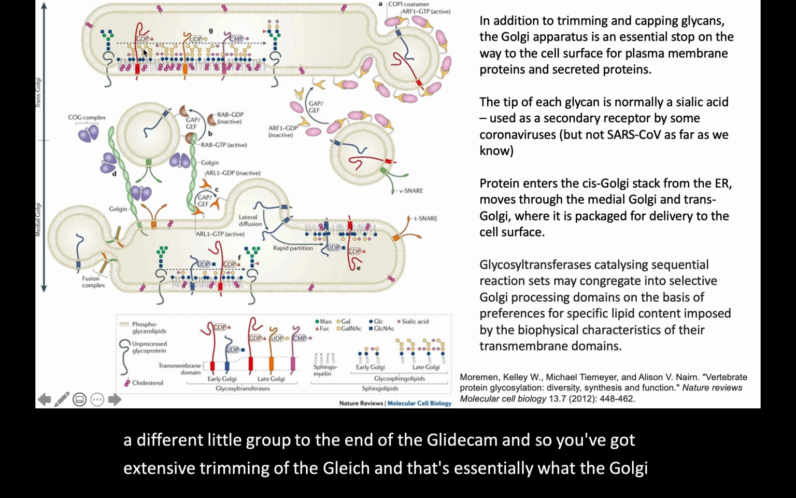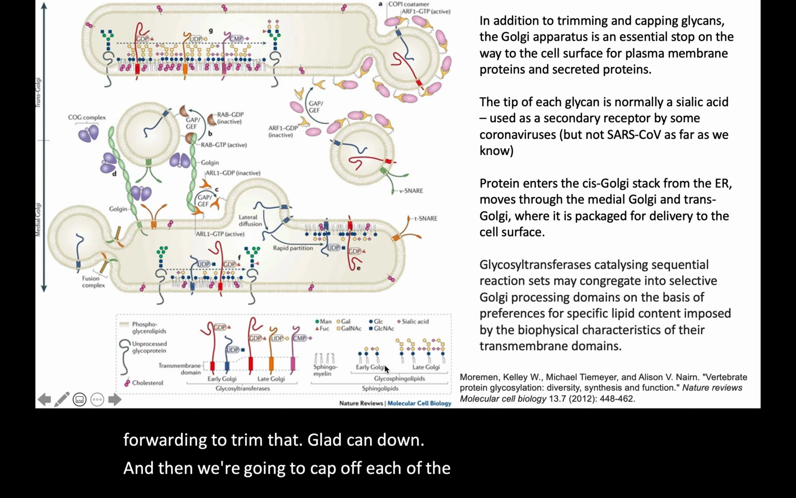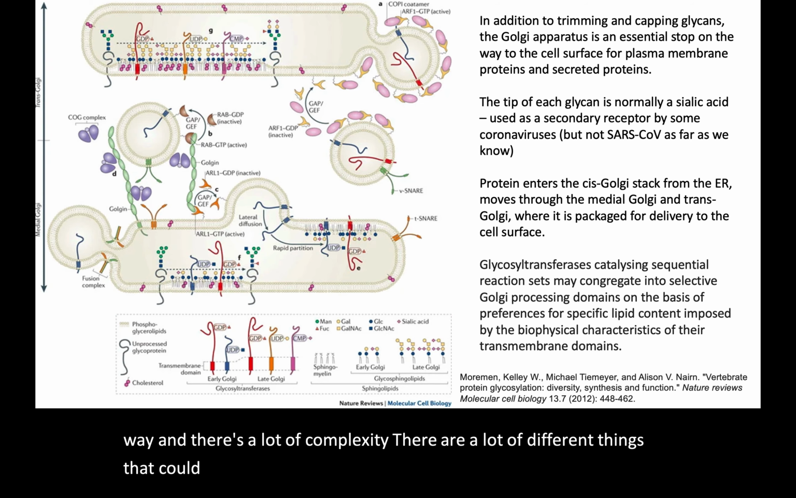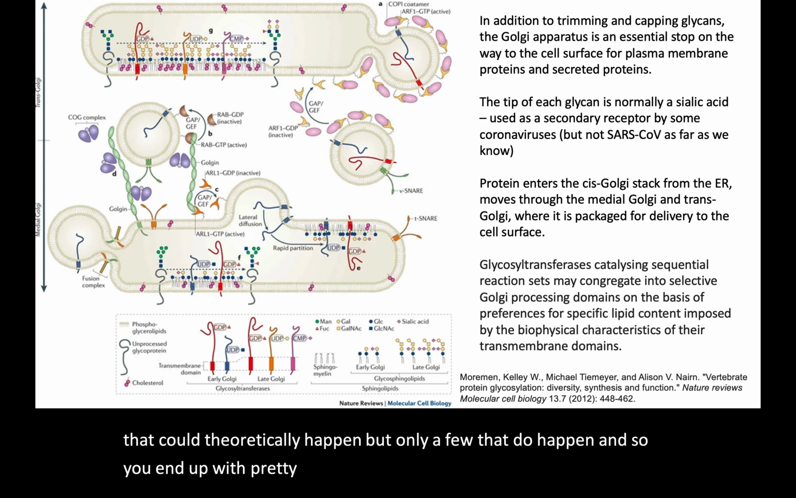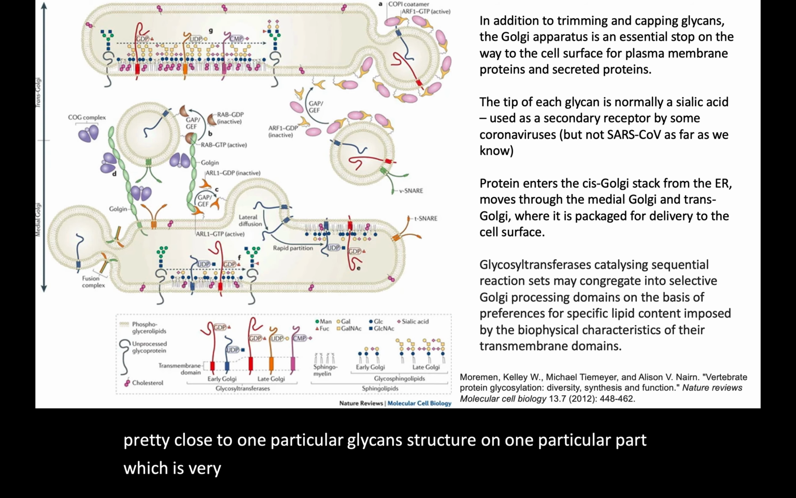We're going to trim that glycan down, and then we're going to cap off each of the ends in a slightly different way. And there's a lot of complexity. There are a lot of different things that could theoretically happen, but only a few that actually do happen. And so you end up with pretty consistently glycosylated proteins. They'll be all pretty close to one particular glycan structure on one particular part, which is very interesting, the way they're able to end up like that. And so this will be characteristic for the protein.